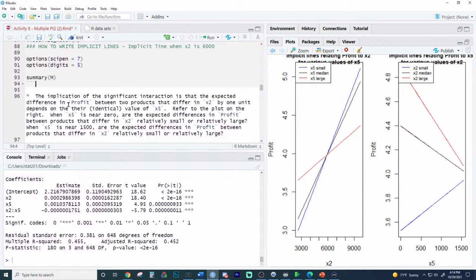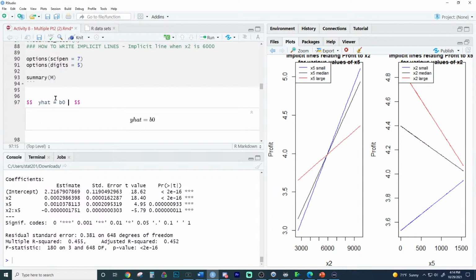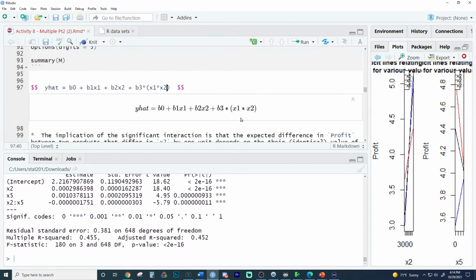Here is how we write the model. We take our code right here and we need to write the equation. So let's start by taking our general form of y hat equals b0 plus b1 x1 plus b2 x2 plus b3 times x1 x2. Now, we have different things in here. This is a general form right here. I want to point this out. We are going to write the implicit line right now and plug in our numbers.